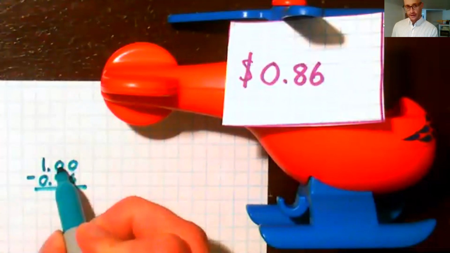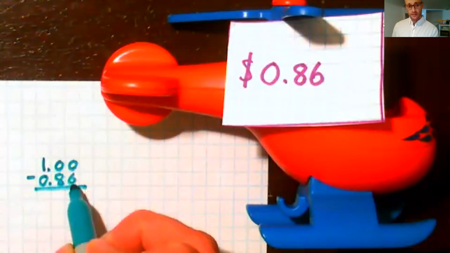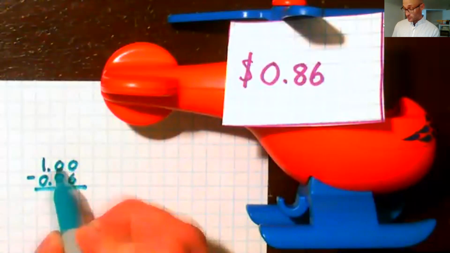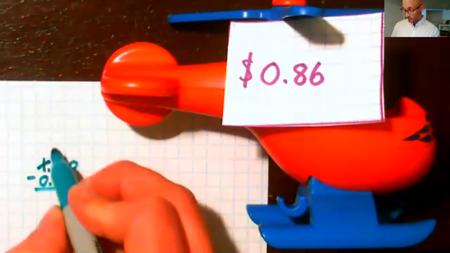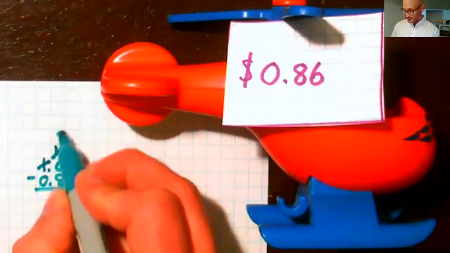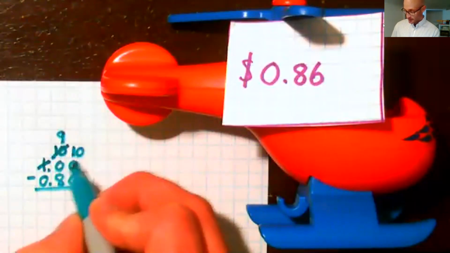So I'm going to go next door to borrow because I don't have any pennies. I need to take away 6 pennies. I don't have any here. Go to borrow next door. There's none there as well. I'm going to rename $1 as 10 dimes and then rename those 10 dimes as 9 dimes and 10 pennies.